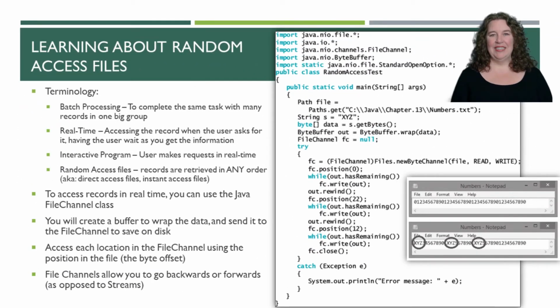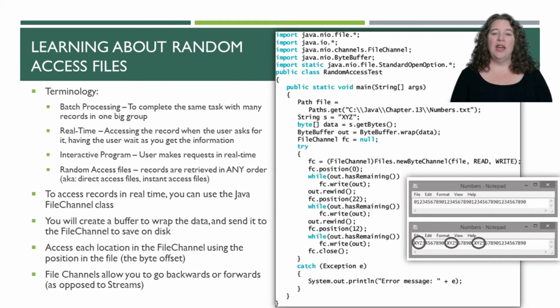All right. Sometimes we would like to use random access. A random access file allows you to access your records in real time, getting a specific record, going to a specific place in your code or in your file and pulling out something specific. So in this case, we talk about batch processing, which is the same task with many records in one big group. So we did a big for loop and we added all the records. So there were 100 records, we added them all.